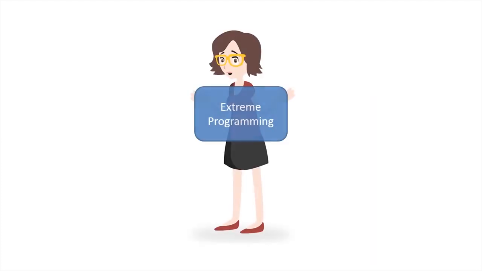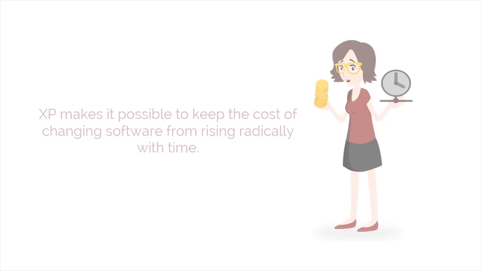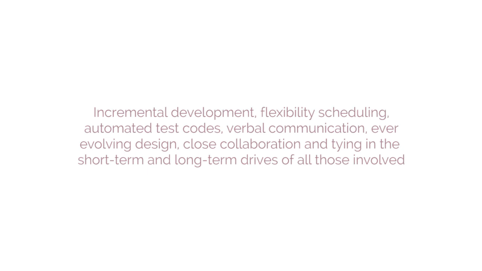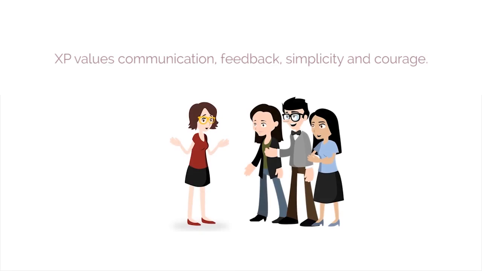The next is extreme programming. XP makes it possible to keep the cost of changing software from rising radically with time. The key attributes of XP include incremental development, flexible scheduling, automated test codes, verbal communication, ever-evolving design, close collaboration, and tying in the long-term and short-term drives of all those involved. XP values communication, feedback, simplicity, and courage.